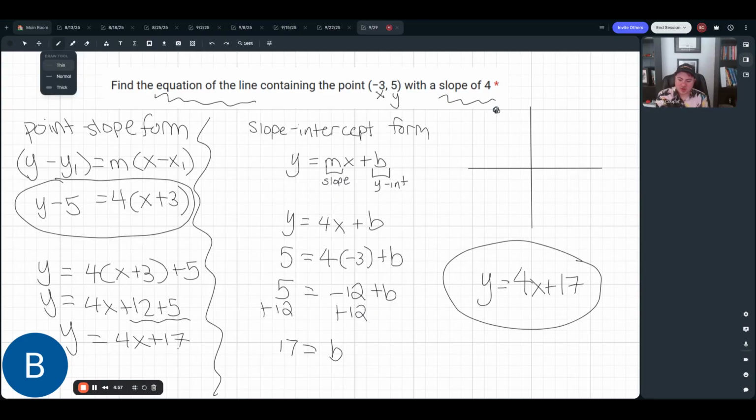So we can see y equals 4x plus 17. That's what we got in slope-intercept form. So these are equivalent. They're just two different ways of writing the same equation. So either of these forms would be correct.